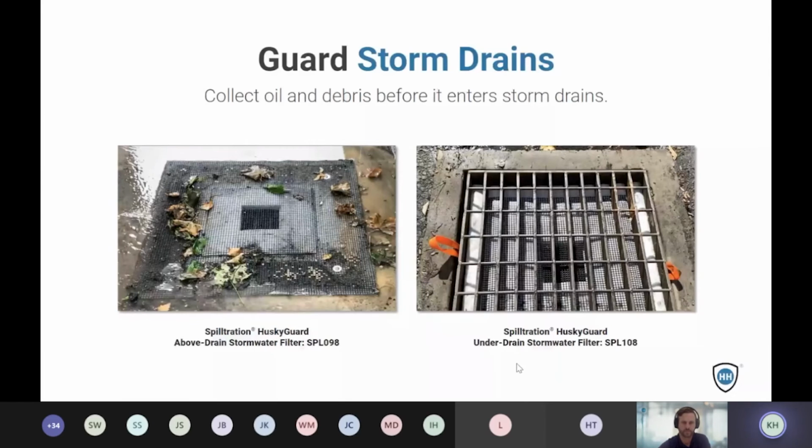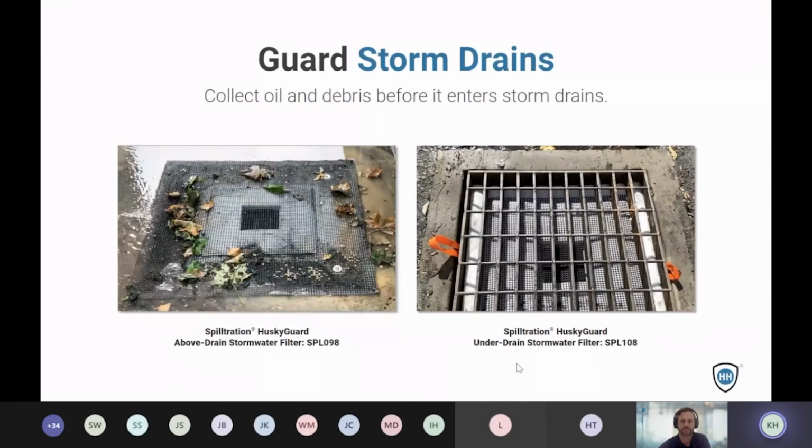The next best practice is to guard your storm drains. Storm drains are sometimes your last chance to capture sediment, pollutants, hydrocarbons, metals, and nutrients before they get into a water stream. So if you don't have a facility that is set up to channel your stormwater into a detention pond or a vault or some kind of an area where it has a place to settle out, this can be your last chance to grab it before it gets into the environment.